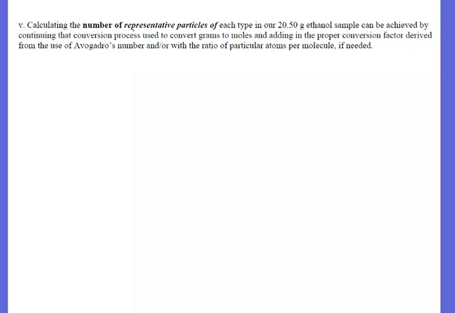So now we're going to do an example of calculating the number of representative particles of each type in our 20.50 grams of ethanol sample. If you want to count the number of molecules, let's just start with that one. So you have your 20.50 grams of ethanol. The first part's going to be exactly the same as before. Before we can move on, we need to convert grams to moles. If you go back to your little chart on the previous page, you're starting with mass, 20.50 grams, and I'm asking you to go to representative particles. In order to get there, you have to go through moles. So you first go to moles.